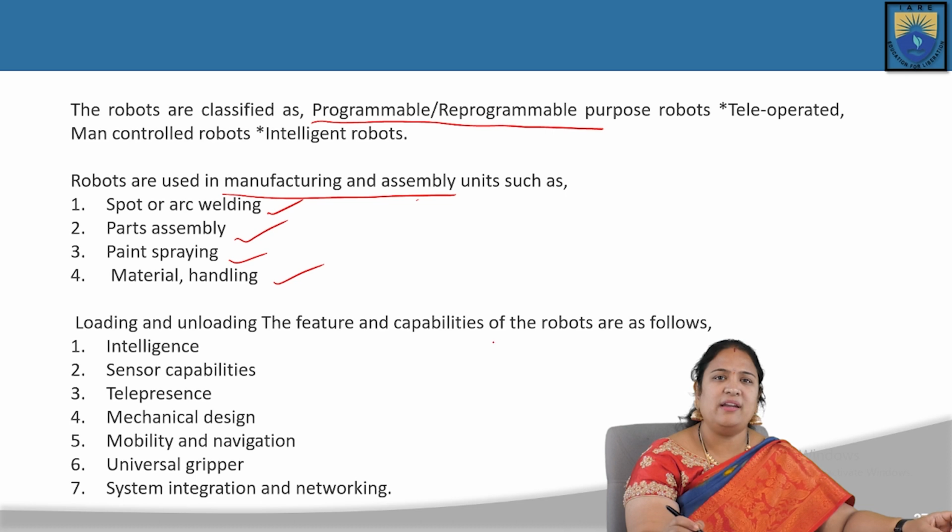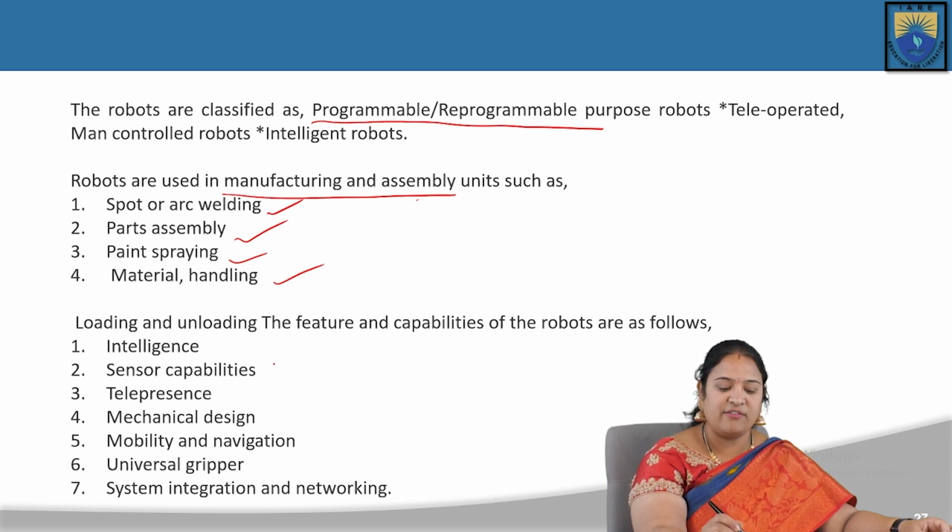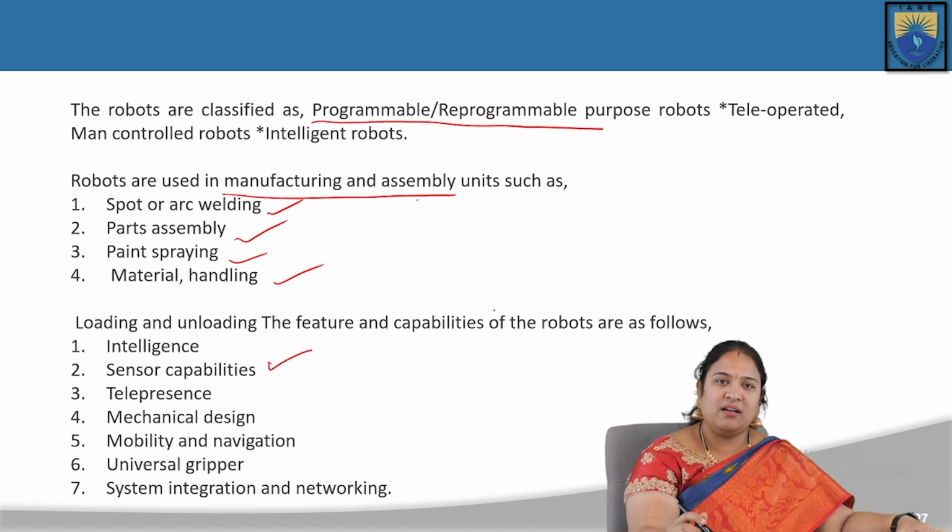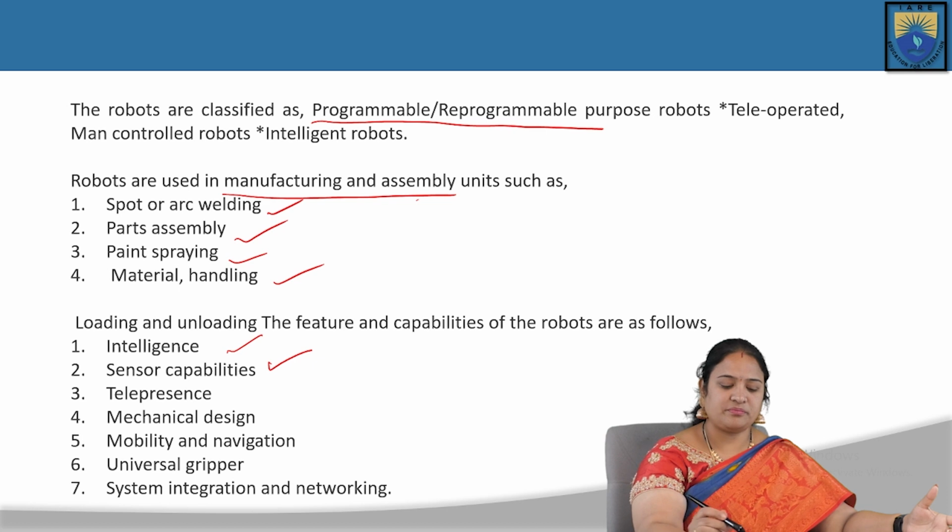Next, coming to the features and capabilities of robots, that is intelligence, what does it have? Sensor capability. It can sense the object and it can move the object from one place to the other. That is, with the help of the sensors, it will sense the object and move the object from one place to the other. Intelligence means we are giving some program to the robot and it acts accordingly. The intelligence of the robot acts according to the program being given, right?